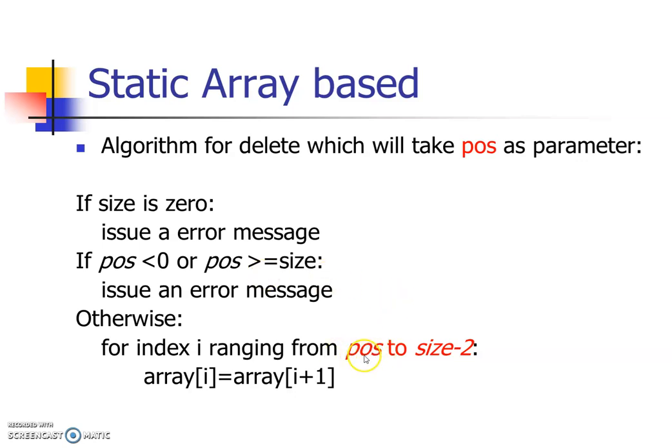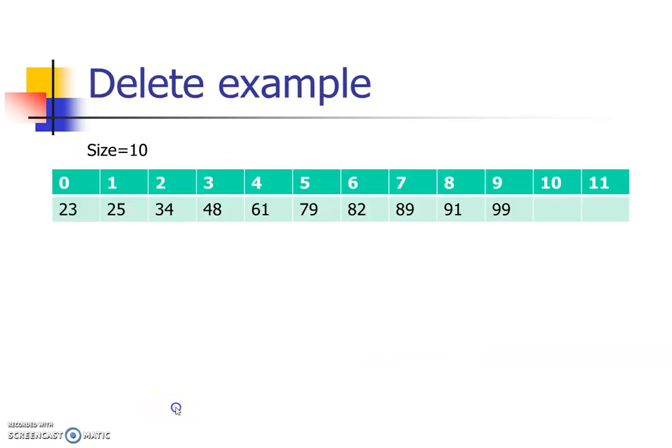Starting from the position that we want to do the delete, we are going to take the element of the next location and store it in the position specified. And we will keep doing that until size minus 2. Why size minus 2? Because the last location originally is size minus 1. After we delete one location, it will become size minus 2. While we're doing that, we simply put the value in the next location into the i location that we are looking at, and then in the end, remember to do the size minus minus so that you will have the correct size check.